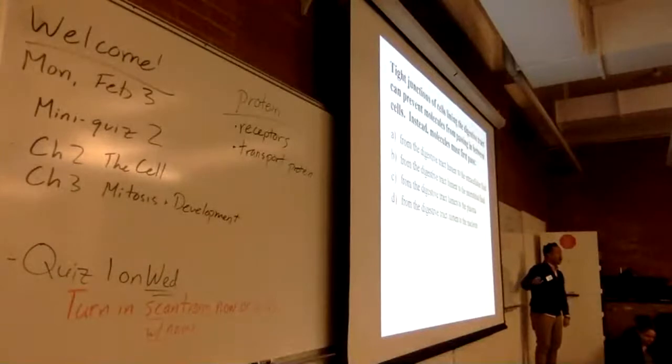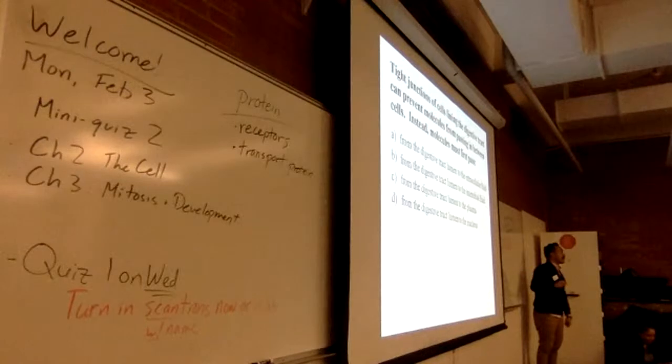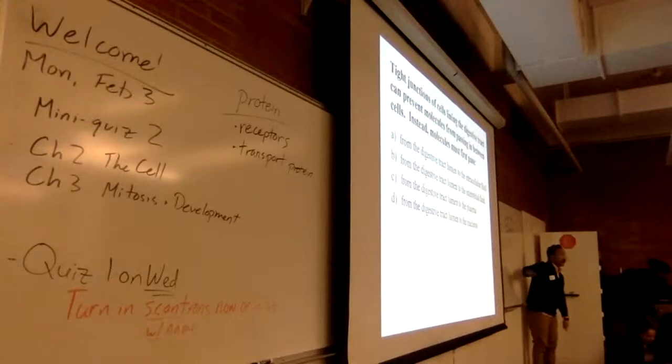Any guesses what would let it into the cell? What on this cell would allow it into the cell? Not a receptor, a transport protein. So there's going to be transport proteins on this cell that allow the molecules to go through. So it's going from the lumen to the intracellular, and then it can go to the interstitial, passing through the cell. Any clarifications on that? So the answer is A.